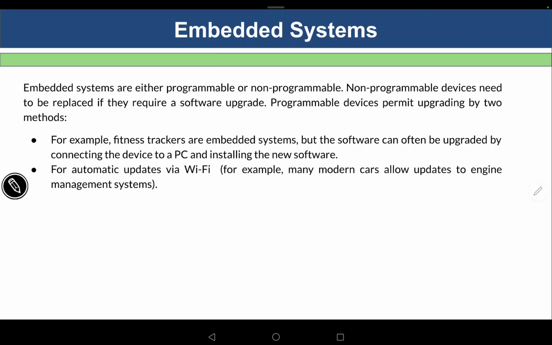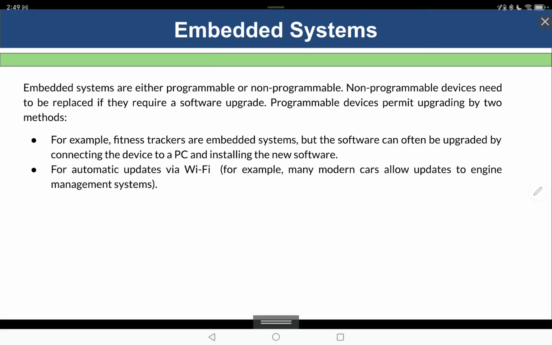Now, an embedded system can either be programmable or non-programmable. What does this mean? Non-programmable devices are devices that need to be replaced if they require a software upgrade, while programmable devices permit upgrading of the device. So if you are using a non-programmable device, it cannot be upgraded, meaning that you will need to discard it, while a programmable one can be upgraded.